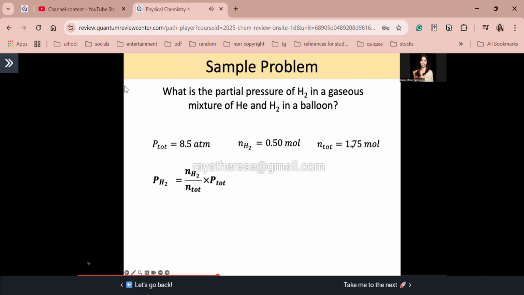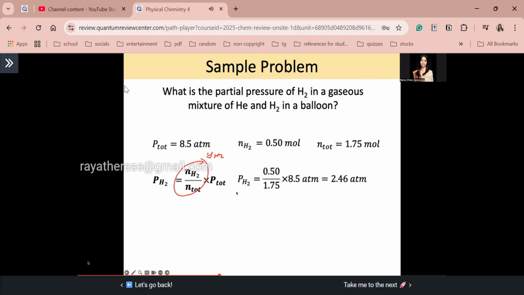So we have to solve the partial pressure of H2, which is equal to the number of moles of H2, 0.5 moles, divided by the total number of moles. This will give us, guys, the mole fraction, right? This is your mole fraction. So YH2 times P total, which is your total pressure for the gas mixture. From there, let's solve the partial pressure. We get 0.5 divided by 1.75 times 8.5 atm, we get 2.46 atm. So this is the partial pressure of H2.